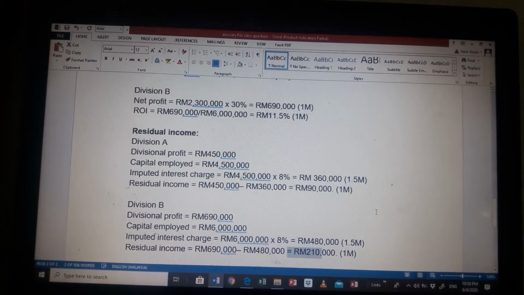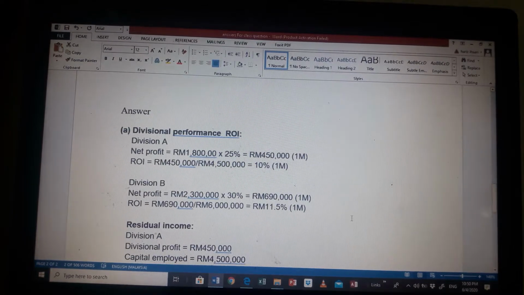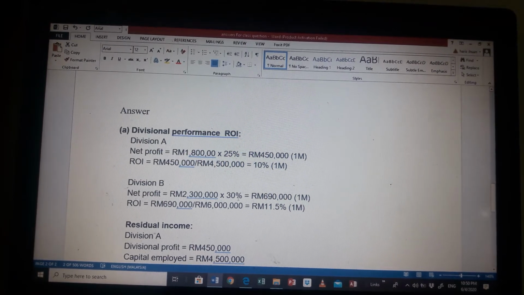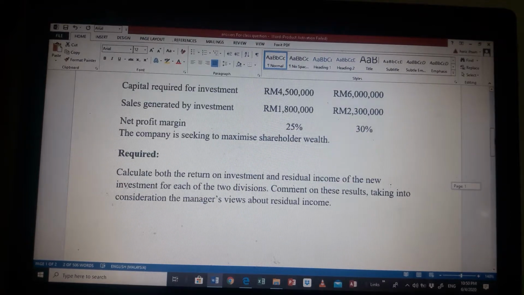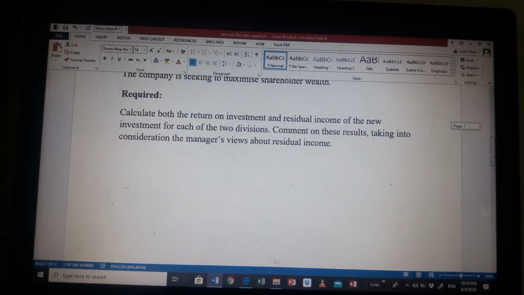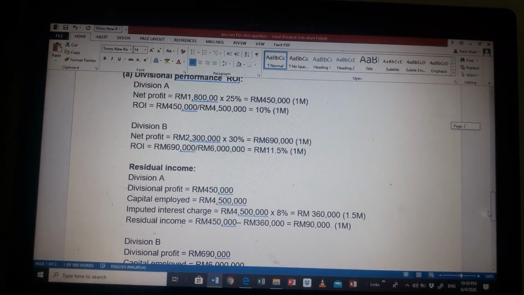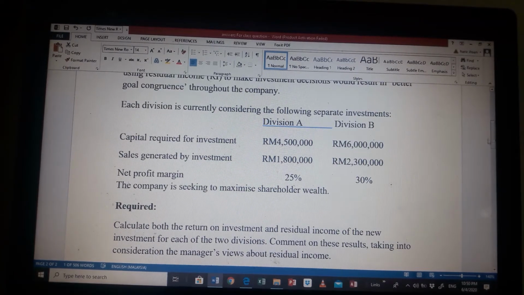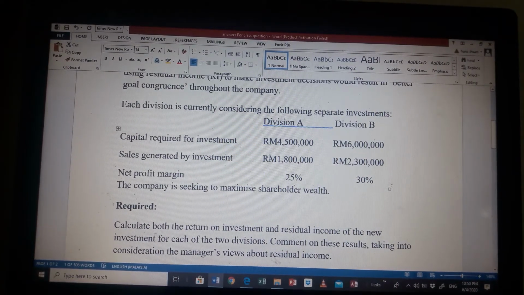So from this alone, however, we have to actually look at it from multiple perspectives. Perspective 1, A will not take the investment simply because the ROI is 10% and the return on investment before was 11%. However, from another perspective, the residual income increases. The residual income is 90,000 compared to the previous residual income.